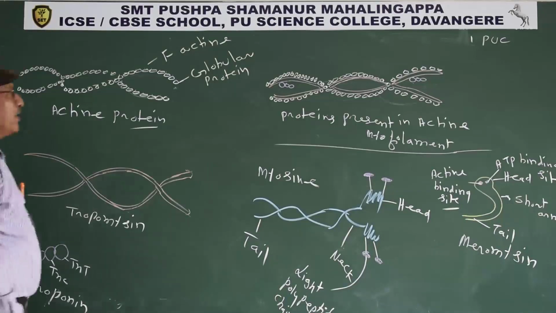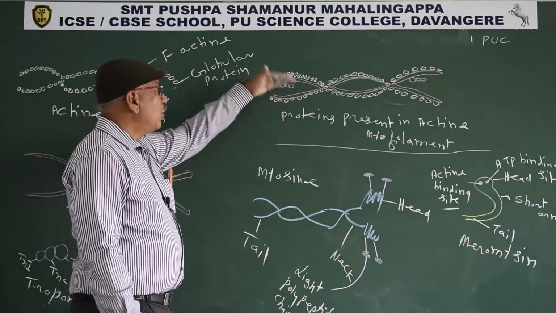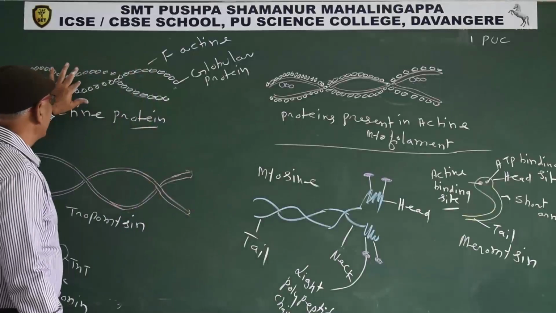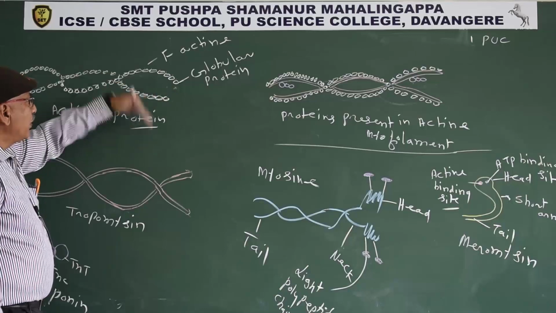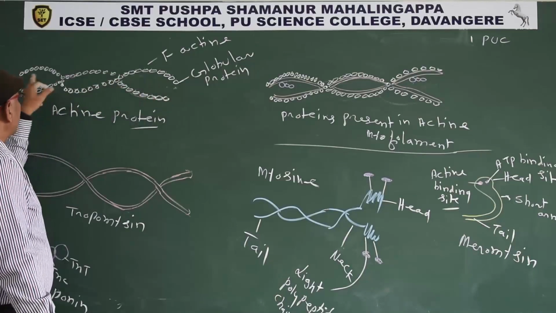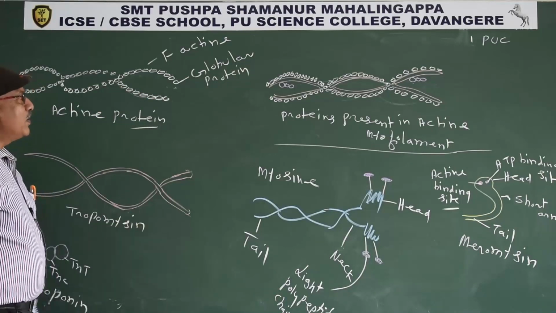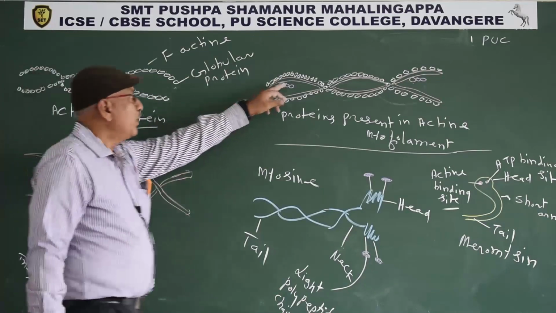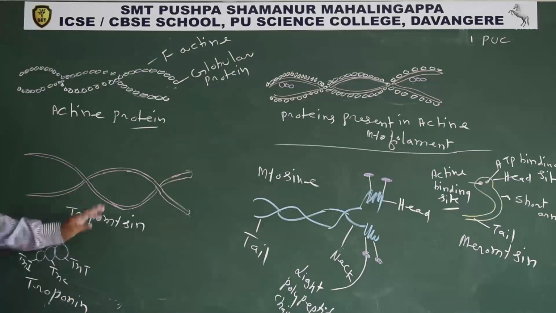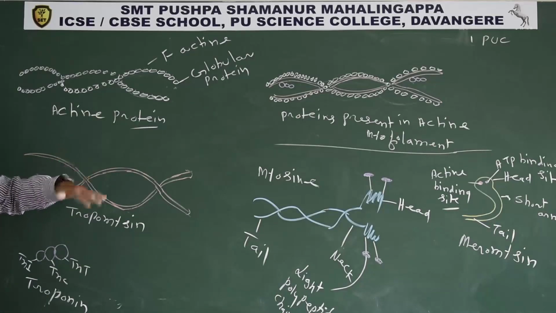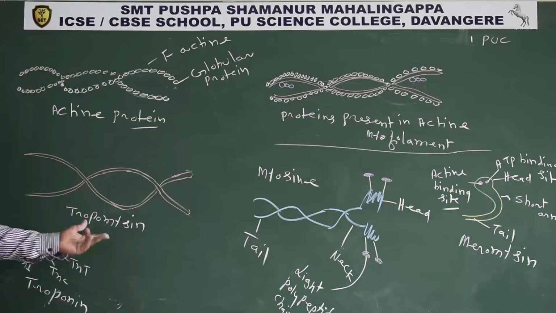In the presence of calcium ions, the troponin-tropomyosin complex moves away. For example, in this diagram, it is not visible, but the complex moves away from the active sites. The active sites are exposed. In the absence of calcium ions, the troponin-tropomyosin complex covers the active sites. So in the presence of calcium ions, the complex uncovers the active sites. In the absence of calcium ions, they mask the active sites. That's why tropomyosin and troponin are known as regulatory proteins.